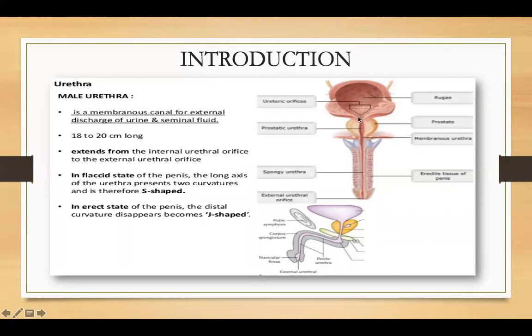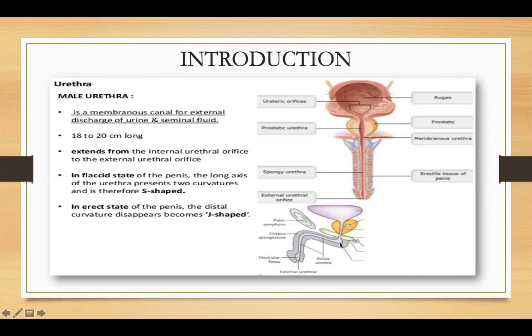This is the internal urethral orifice and this is the external urethral orifice. So it extends from the internal urethral orifice to the external urethral orifice. In flaccid state of the penis, the long axis of the urethra presents two curvatures and is therefore S-shaped. In erect state of penis, the distal curvature disappears and it becomes J-shaped. This is proximal curvature. This is distal curvature.